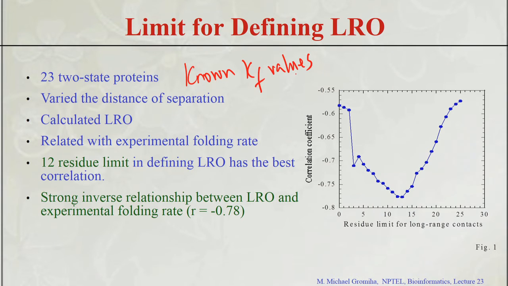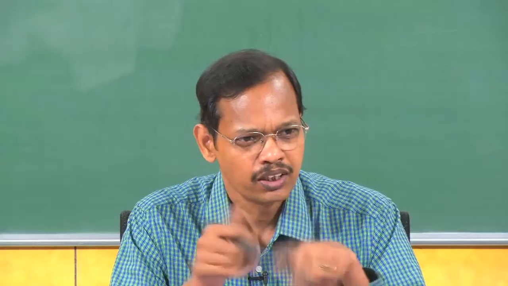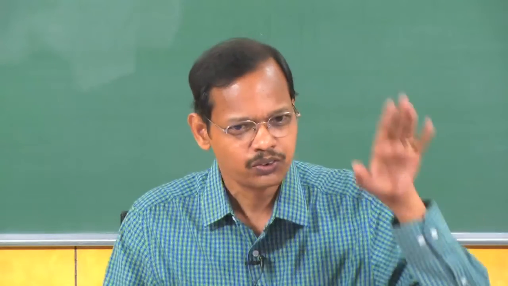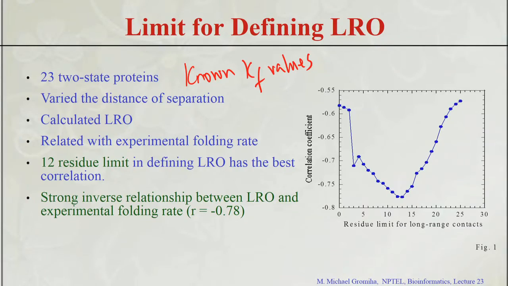Now we can change the separation distance from 1 to 25 residues, that is, residues within this limit: 1 residue, 2 residues, 3 residues, and so on. From that you can calculate the LRO, because for Nij you put i minus j, which we change from 1 to 25. For each case we get a value. Then we relate that LRO with the folding rate and calculate the correlation. For each separation we calculate the LRO and get the correlation of LRO versus ln kf.